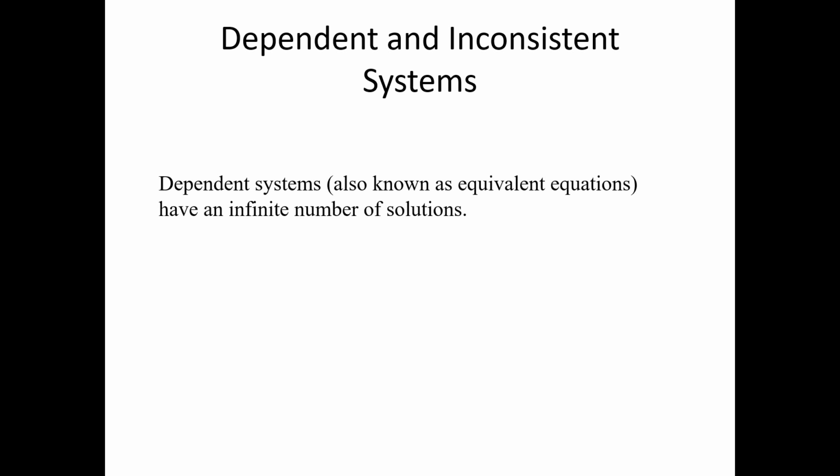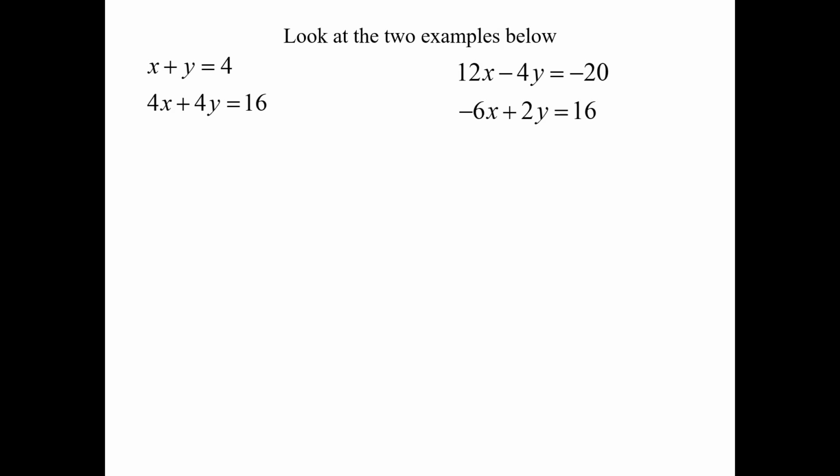All right, so yesterday we talked a little bit about dependent and inconsistent systems. Those were the ones that have infinite solutions or no solution. So what do those look like when we're doing it with algebra? Okay, doing it with algebra, it shows up in some interesting ways. So here we got x plus y is 4 and 4x plus 4y is 16.